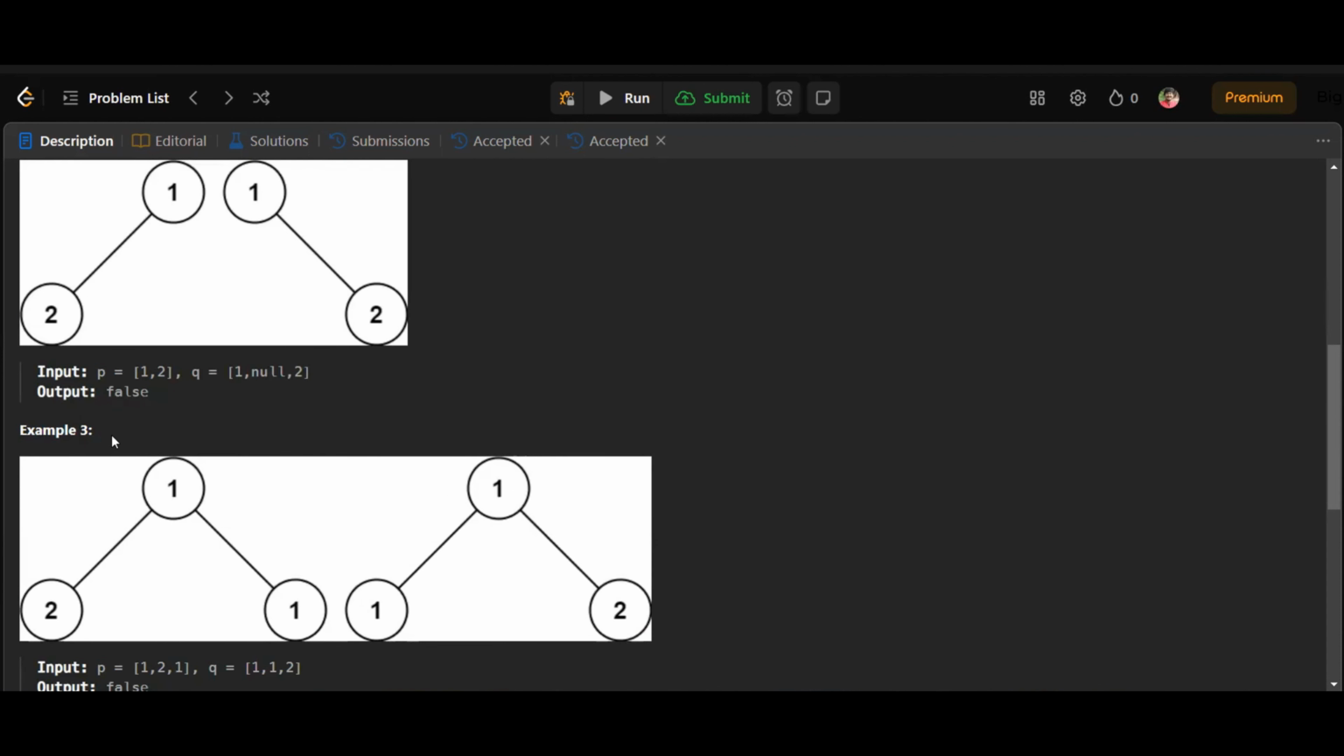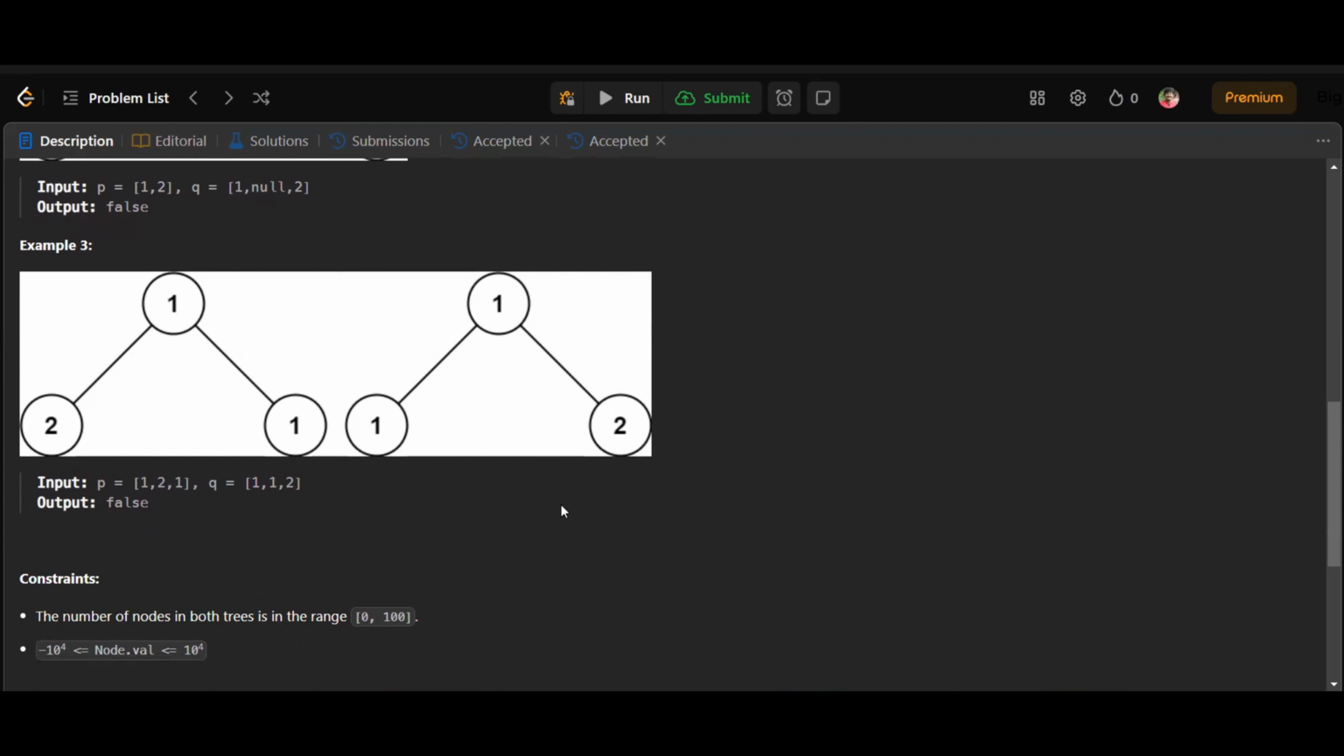Again, in the third example, we are given two trees. Here the right child of tree 1 is 1 and the right child of tree 2 is 2. So they are not equal. So in this case we have to return false. Now let us understand the constraints. Here, the number of nodes in both trees can be between 0 and 100, and the value present in a node can be between minus 10 to the power 4 and positive 10 to the power 4.